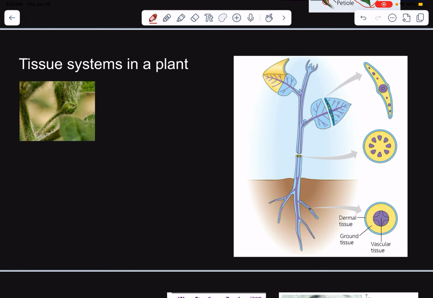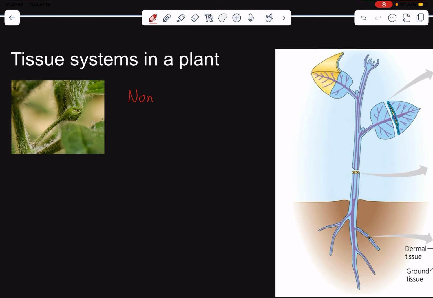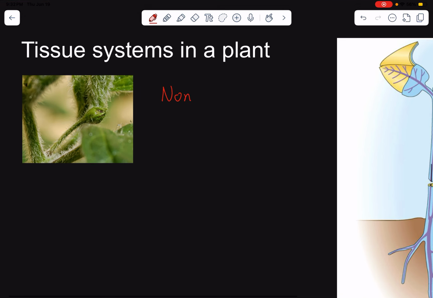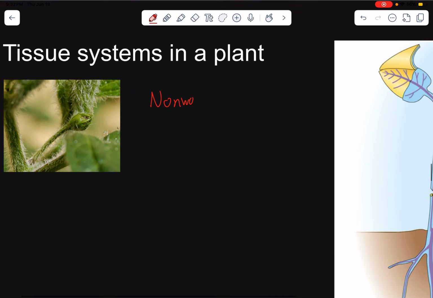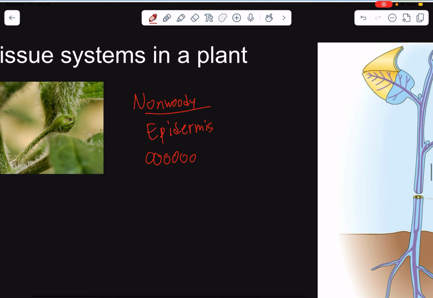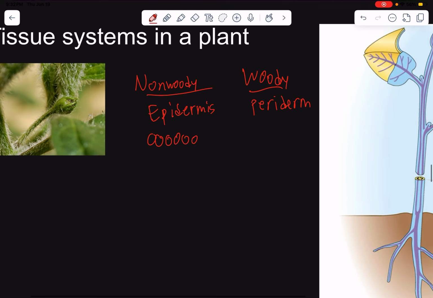It normally consists, in non-woody plants, so small herbs, grasses, things that aren't trees really, those plants are going to have an epidermis. And they're going to have really a single layer of cells protecting them from the outside. In woody plants, such as trees, they're going to have a periderm, which replaces the epidermis during secondary growth.